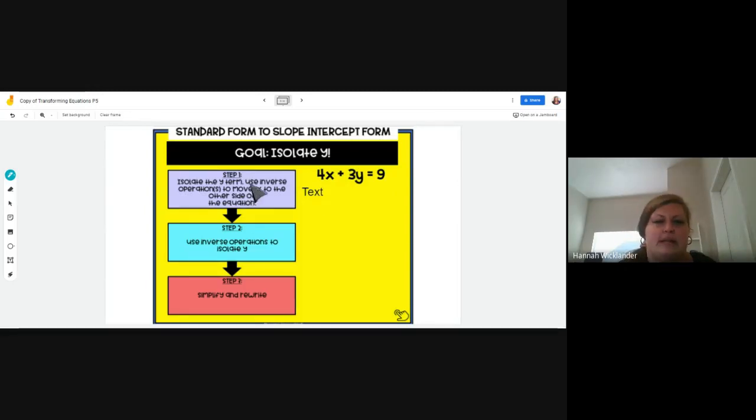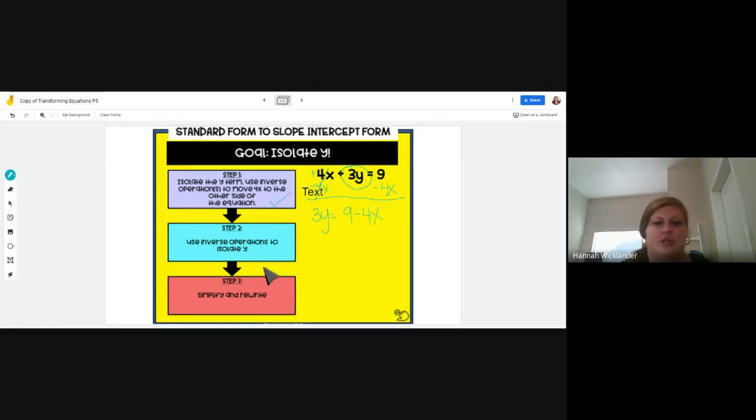So step 1 is to isolate the y term. So this is the term. Using inverse operations to move 4x to the other side of the equation. So 4x has a positive sign in front of it. We just don't write it. But in order to move it, I'm going to subtract 4x. We've done this before. You move the whole thing, and what I do to one side of the equation, I must do to the other side. These 4x's cancel, and I'm left with 3y equals 9 minus 4x. So that was step 1.